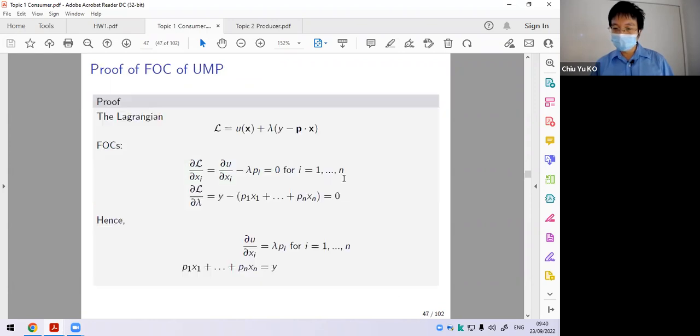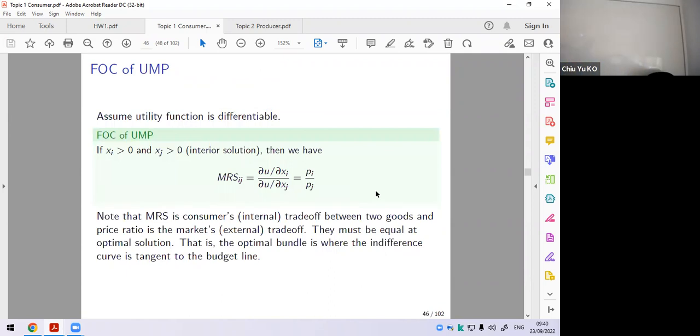And just to recall the condition for this, the internal rate and the external exchange rate, we have the same condition when we have the minimization problem. The expenditure minimization problem also has the same result, because that's a dual.